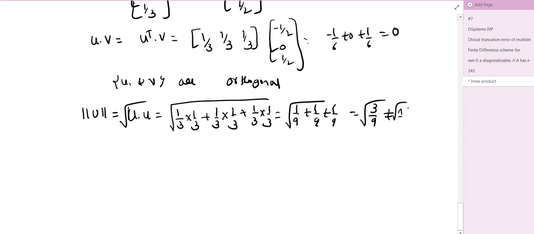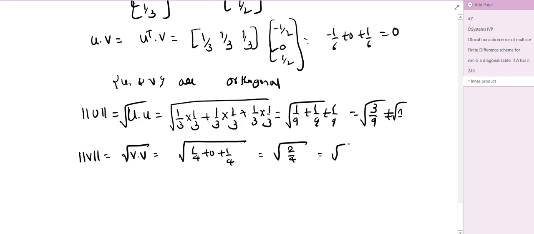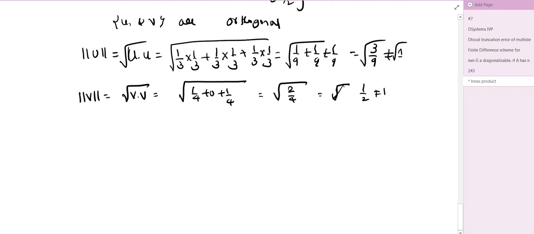Similarly, you can take the norm of v also, which is the square root of v dot v. This I can take as 1 by 4 plus 0 plus 1 by 4, the square root of 2 by 4, which is equal to 1 by root 2, which is again not equal to 1. So clearly u and v are not orthonormal. Therefore we have to normalize them.